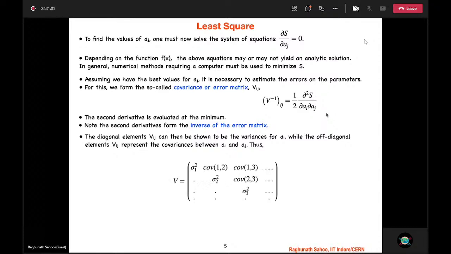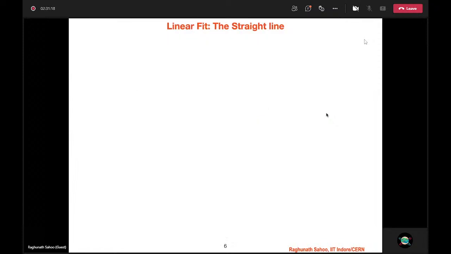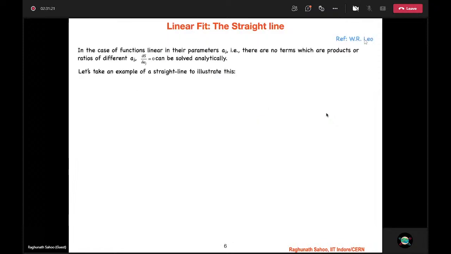So I can write V now in terms of the elements. The diagonal terms are your sigma_1 squared, sigma_2 squared and sigma_3 squared, that is expected, and all off-diagonal terms will be your covariance terms, the cross terms 1 with 2 and all that. So now once I try to solve it, you solve that one and you will get the answer for any S.